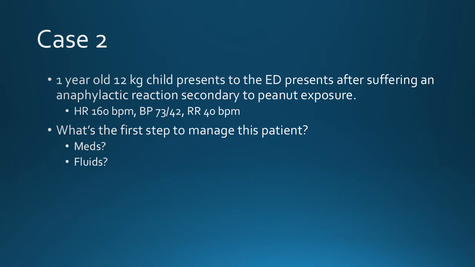All right. So moving on, let's look at case 2. Let's say we have a 1-year-old 12-kilo child presenting to the ER, suffering an anaphylactic reaction secondary to a peanut exposure. You see he's got a heart rate of 160, blood pressure 73/42, and a respiratory rate of 40. What do you think? Sick? Not sick? Sounds pretty sick, right? Based off of? Tachycardia, blood pressure, respiratory rates pretty elevated.